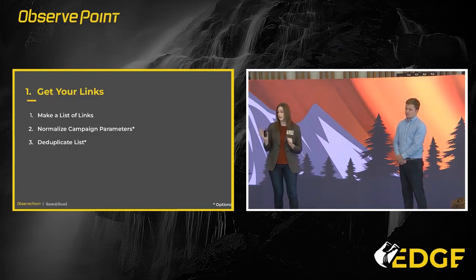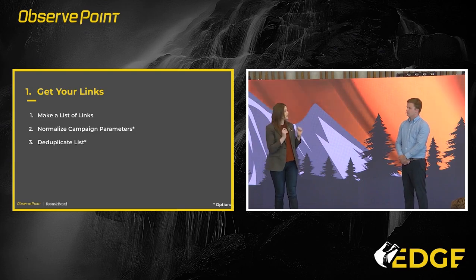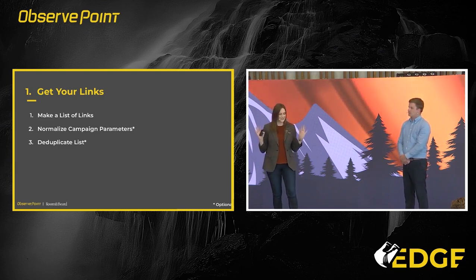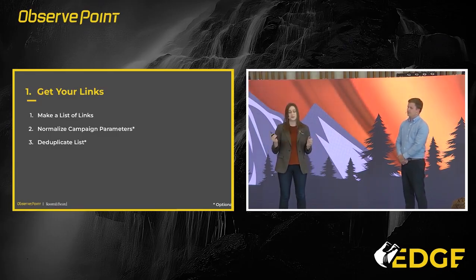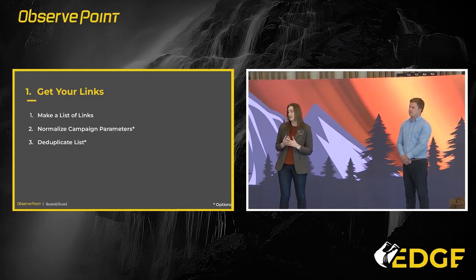So, step 1, get your links. This can be as manual or as automated as you want it to be. I am not here to judge. All you have to do is pull together a list of links. You can go on your homepage and copy URLs out. You can go into your ad platforms and have an intern copy every link.